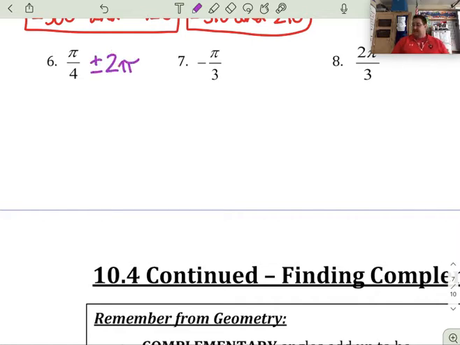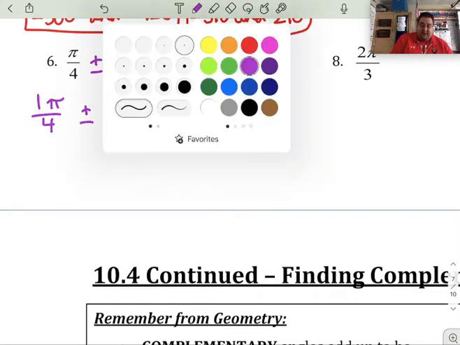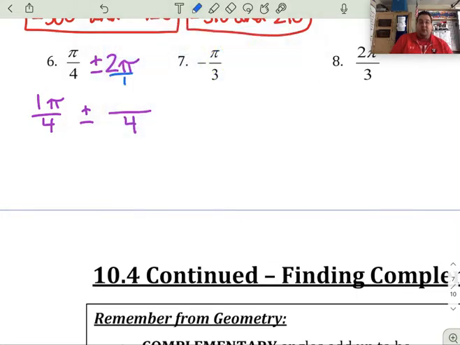Since these are fractions, that makes it a little bit more difficult, though, because in order to add and subtract fractions, we have to have common denominators. So I'm going to make this 1 pi over 4. We're going to add and subtract something with a denominator of 4. You can think of this as 2 pi over 1. Since we want the denominator to be 4, I have to multiply the top and bottom by 4 on this fraction. So we're actually going to be adding and subtracting 8 pi over 4s, which makes sense.